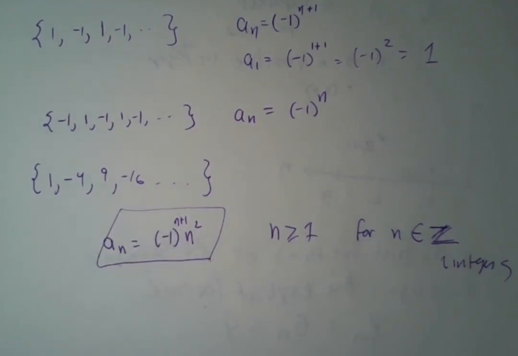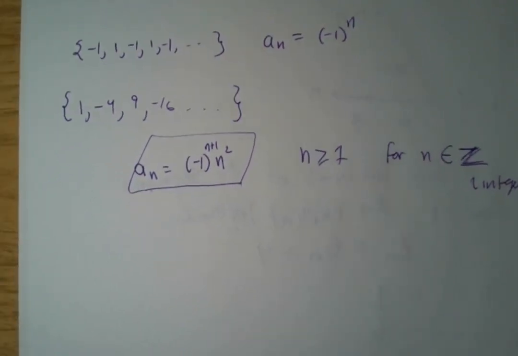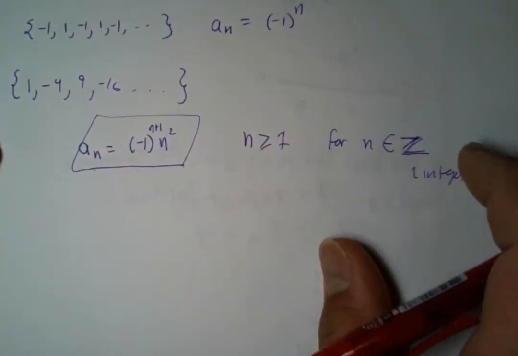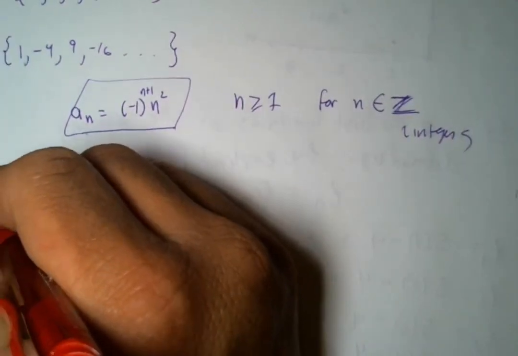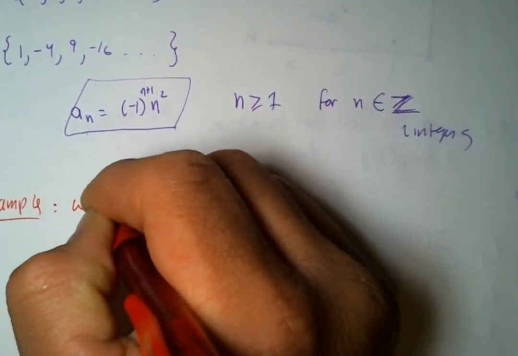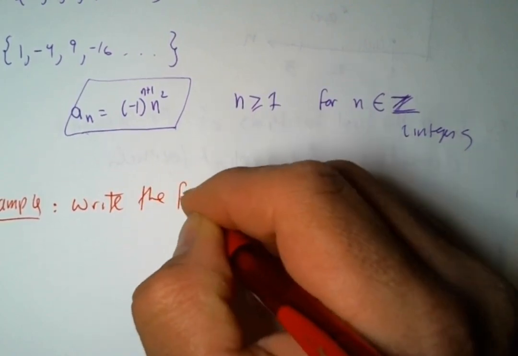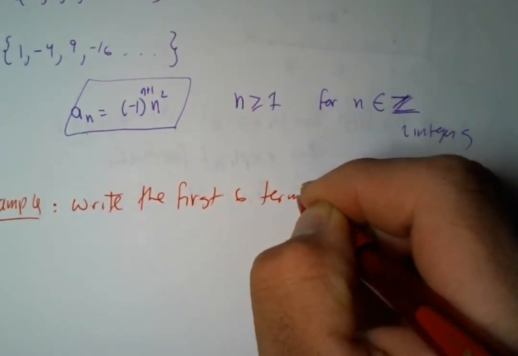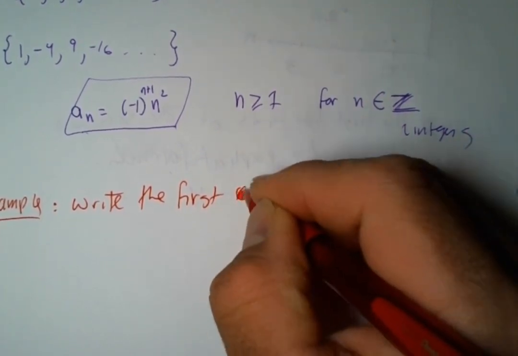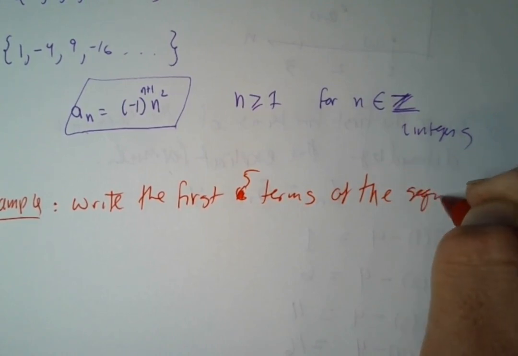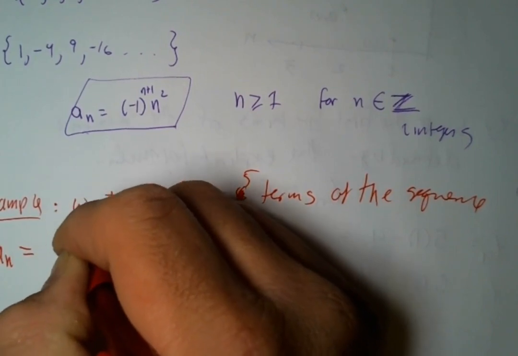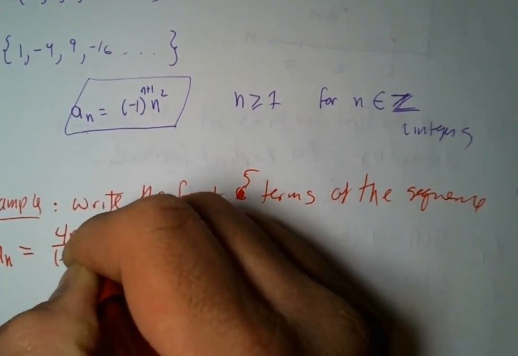Okay. All right. Now let's do an example. Here in this example, I would like to write the first 5 terms of the sequence. Let's say a sub n equals 4n over negative 2 to the n.